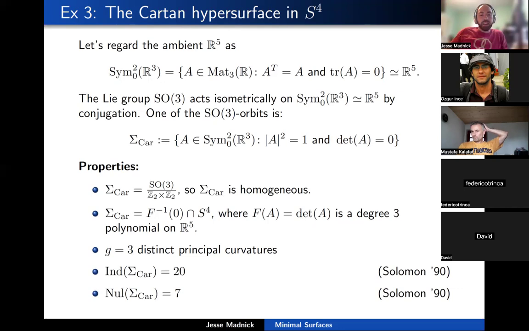The index and nullity have been computed by Bruce Solomon in 1990. They are 20 and 7 respectively. It's a very beautiful paper of Bruce Solomon, and one that we'll return to later in the talk.